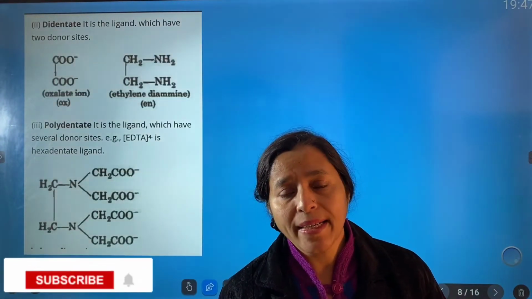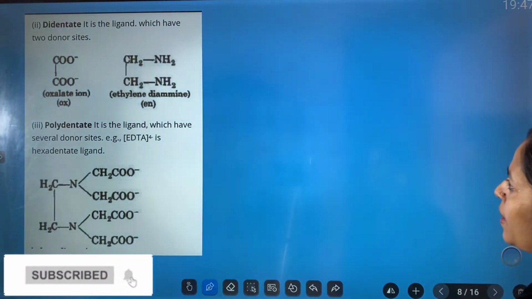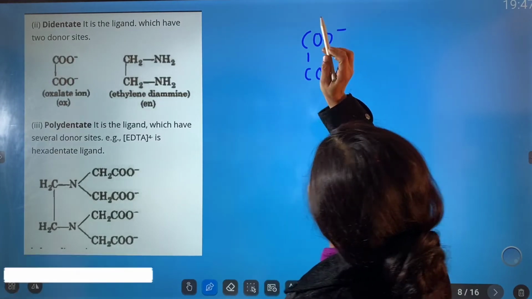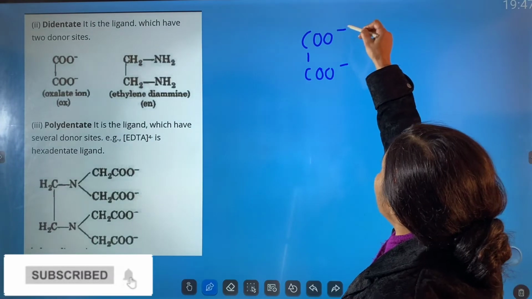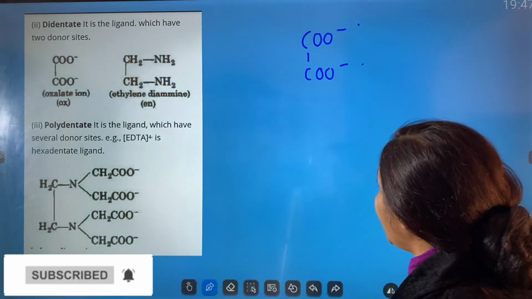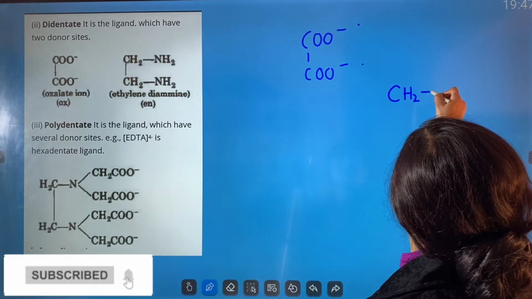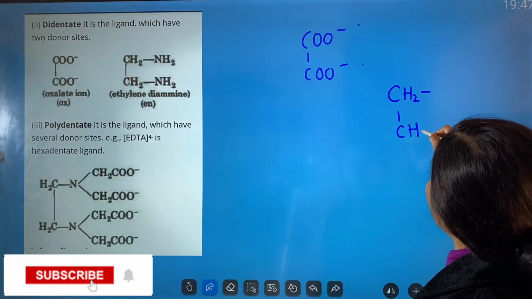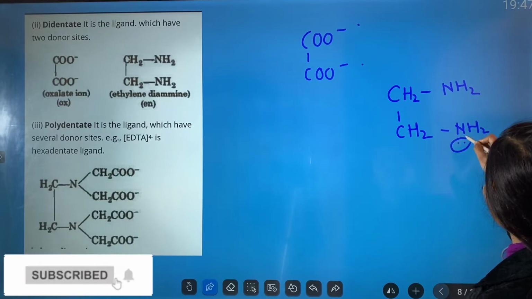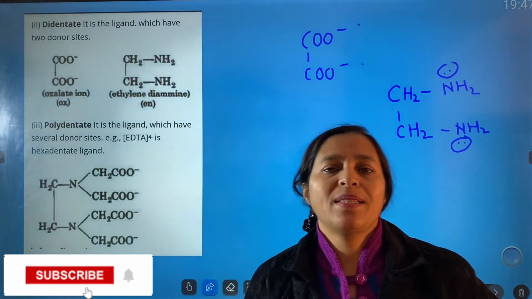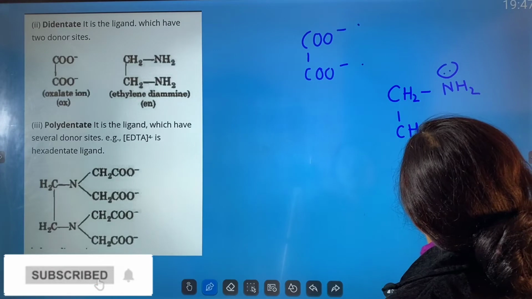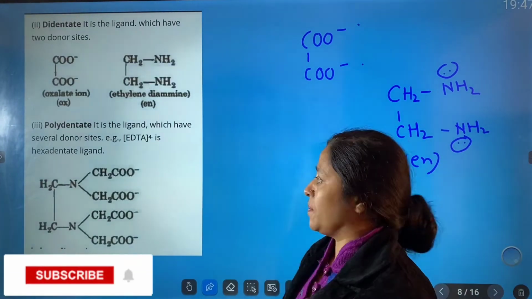The next one is didentate or bidentate ligands. We'll take an example of oxalate ion. In the oxalate ion, you can see it has two donor sites, that is here COO negative, this one and this one. So it is a didentate ligand. Similarly, we can also take the example of ethylene diamine. It has two donor sites, that is the lone pairs of electrons present on the nitrogen atoms. They act as the donor sites. So ethylene diamine is another example of a didentate ligand.